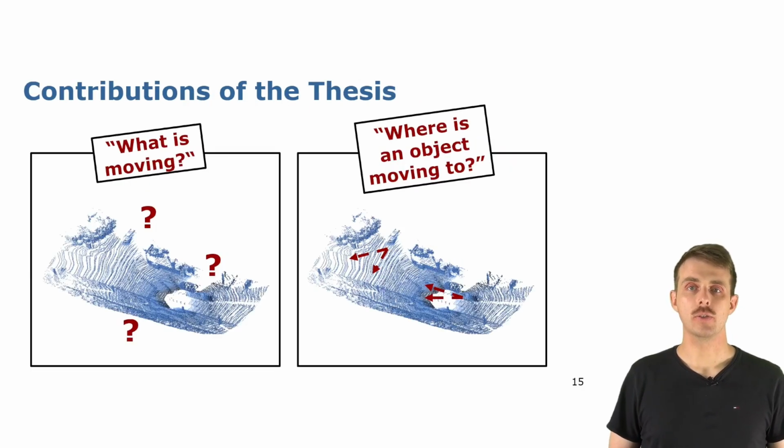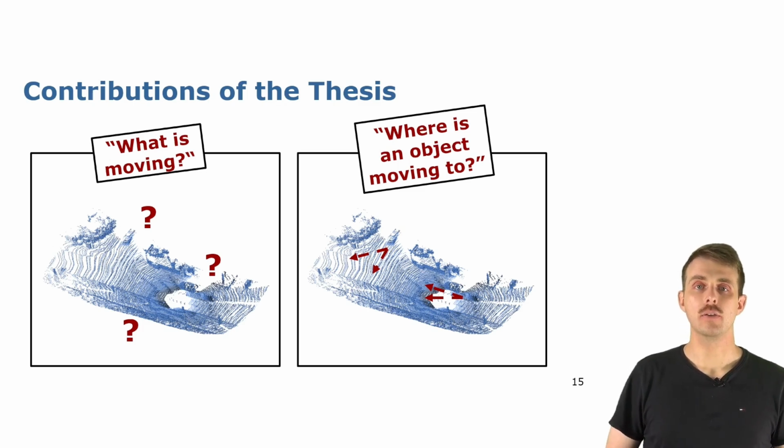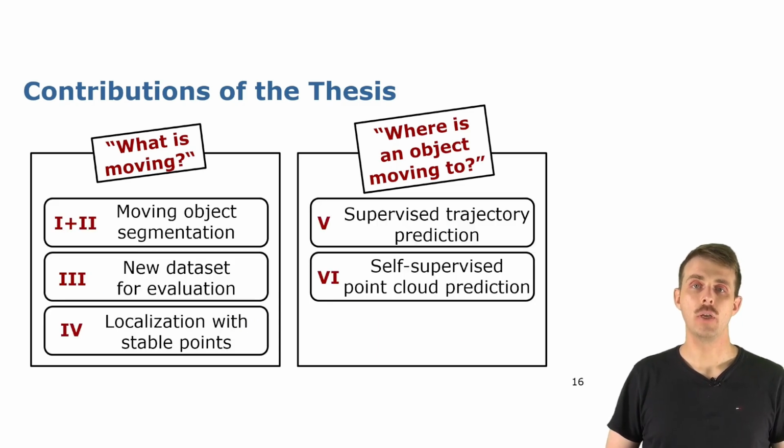And these two questions are also the main questions I covered in my PhD thesis. So on the one hand, the what is moving question and the question of where is an object moving to. And among these, I contributed to six different works. The first two are about LiDAR-based moving object segmentation. The third one is a dataset that we can use to further analyze the efficiency of these models in new environments and with new sensors. The fourth is a system that is able to localize using stable points.